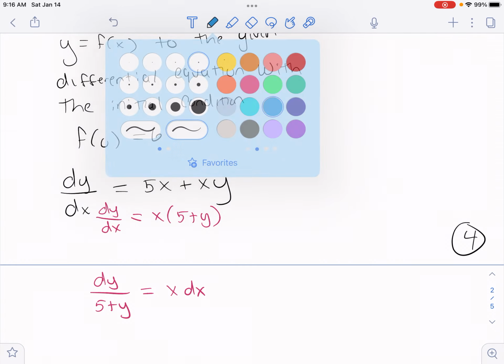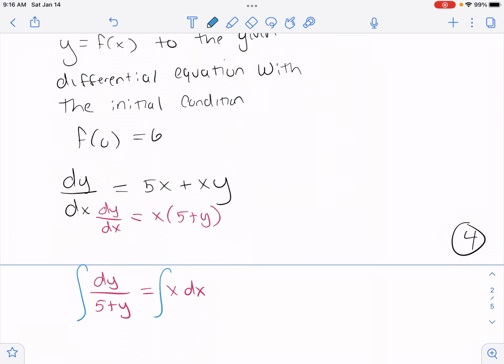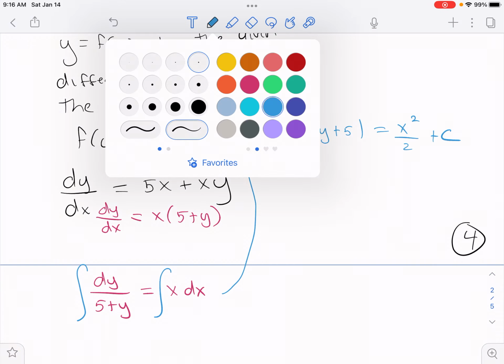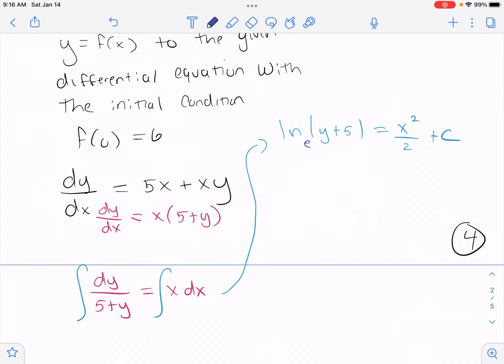I anti-differentiate. Let's go up here. And then I get, so the natural log of, I'm going to write it as y plus 5 just because I want to. And then this is x squared over 2 plus c. And of course, at this point, I hope you've figured out we're turning it into exponential form. E to the, I guess I usually started with a y. Y plus 5 is equal to e to the x squared over 2.